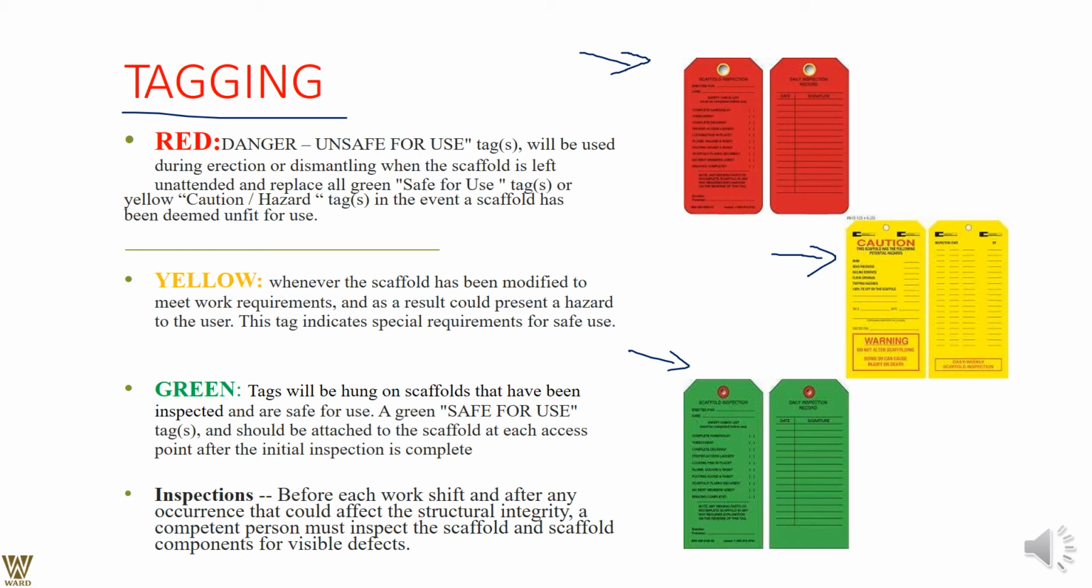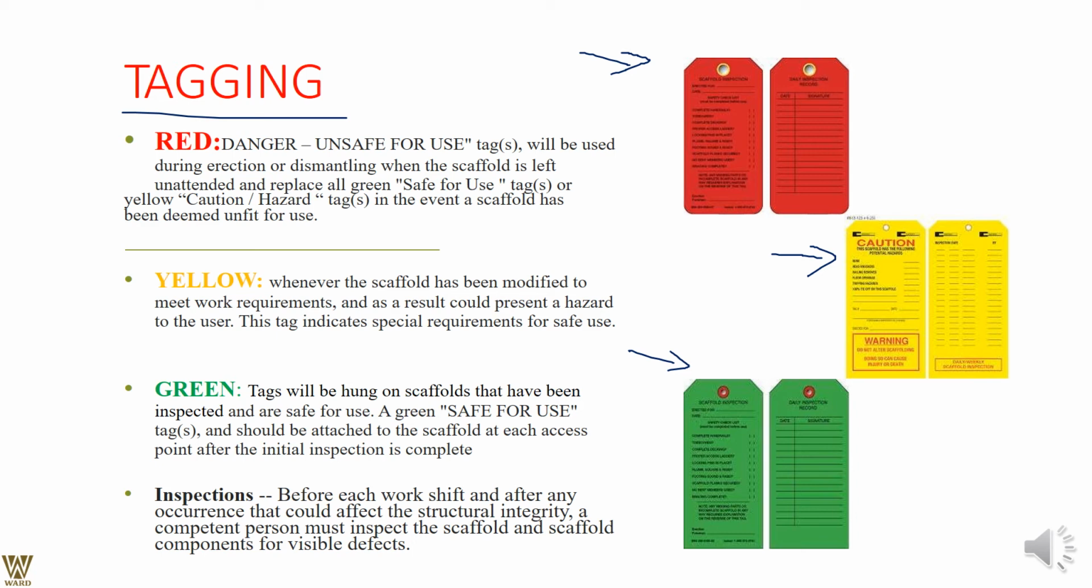This is one thing which you want to go around until and unless everything is replaced with all greens. Yellow is used whenever the scaffolding has been modified to meet the work requirement, but as a result can present a hazard to the user. So you have an element of risk when it is mentioned on the yellow card, and the word caution and the word warning would be clearly stated. Looking at the green, these tags are hung on scaffolds that are safe for utilization. The workers may climb up and carry the designated amount of weight, not beyond the weight capacity.